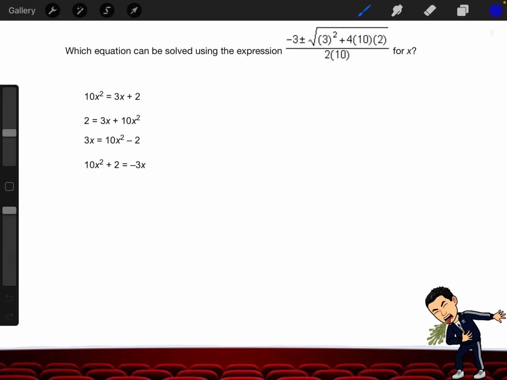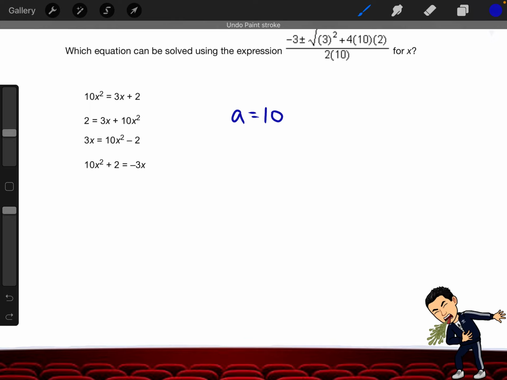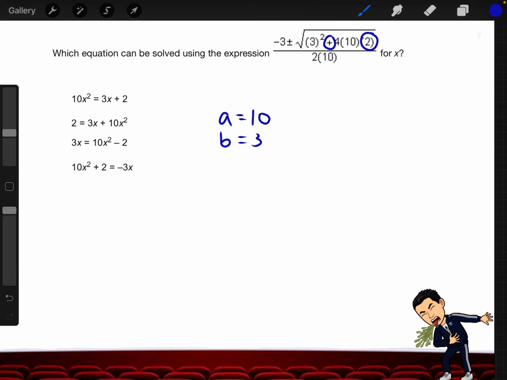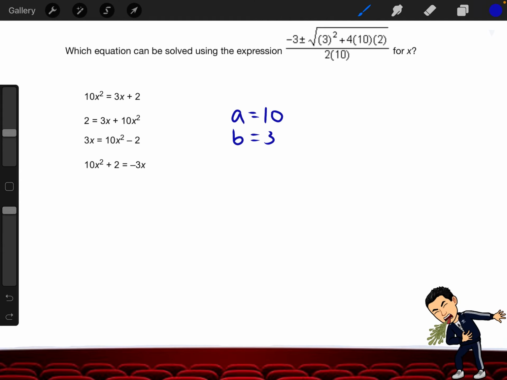All right, so let's check out the next one. So let's figure out which one is my a value. A value is right here. Okay, so a value equals 10, and then b value is right here. So b equals 3. And then if this is a positive, which means that the c value can be a negative. So c is actually going to be -2. Okay, so I have 10x squared plus 3x, and then minus 2 equals 0.